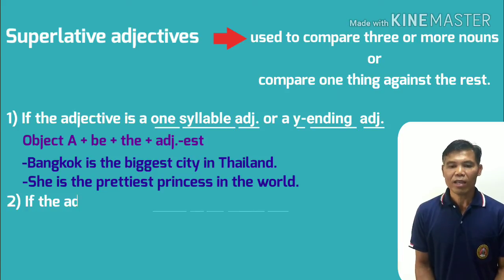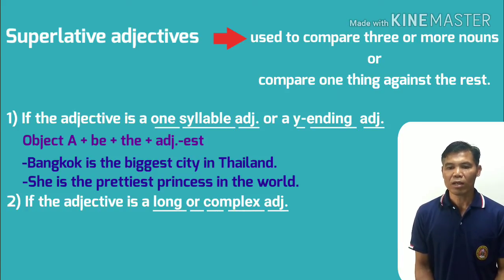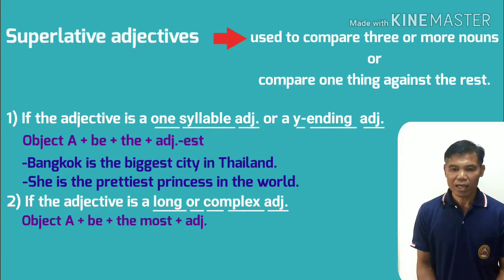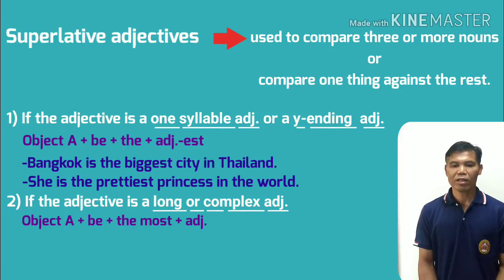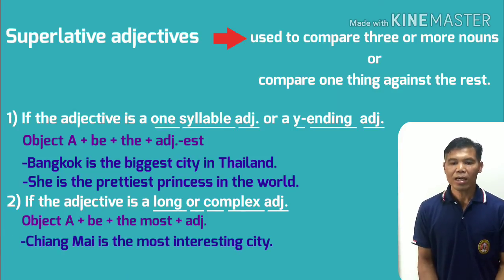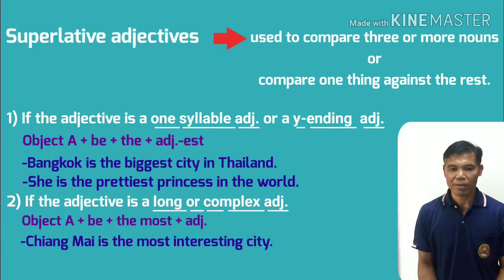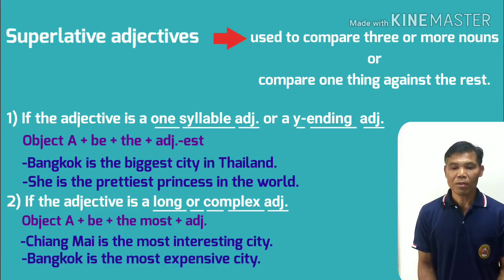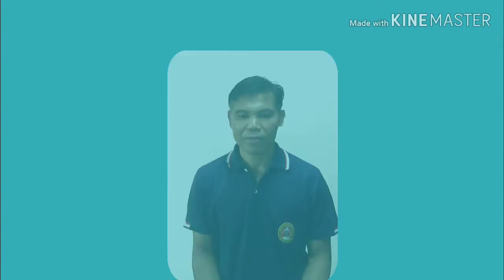But if the adjective is a complex one or is a long one, we use the following pattern. Object A plus B plus the most plus adjective. For example, Chiang Mai is the most interesting city. Bangkok is the most expensive city.